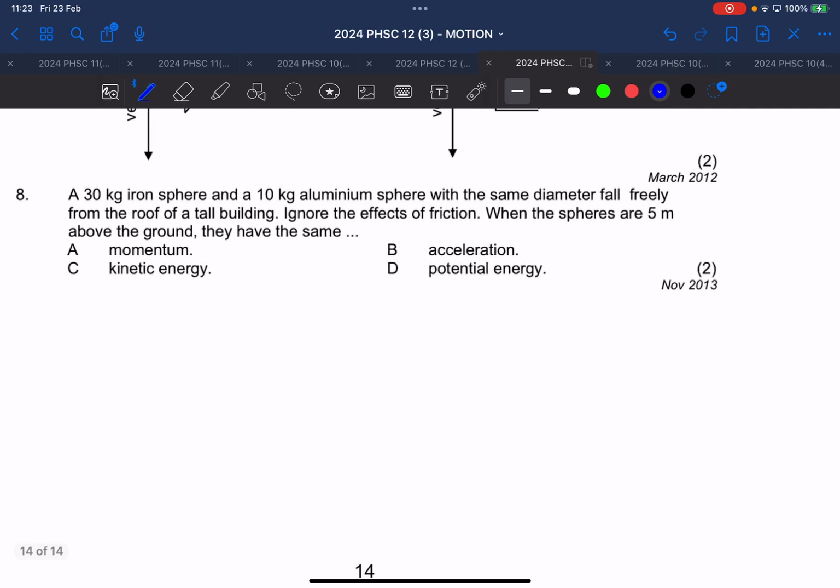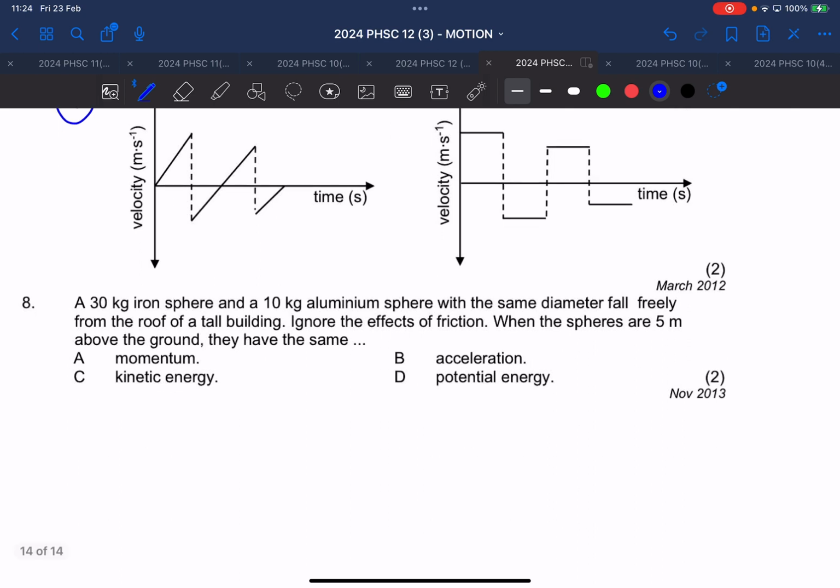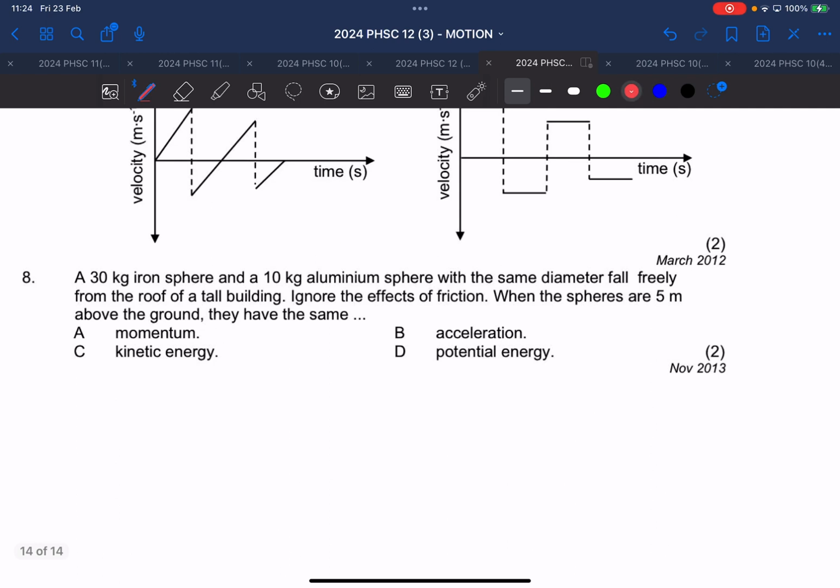Then the last one there, they say a 30 kilogram iron sphere, iron ball, and a 10 kilogram aluminium sphere with the same diameter. Diameter just means the same contact that it has with the air. Falls freely from the roof of a tall building. Ignore the effects of friction. When the spheres are 5 meters above the ground, they have the same what? Okay, obviously yes. Acceleration.